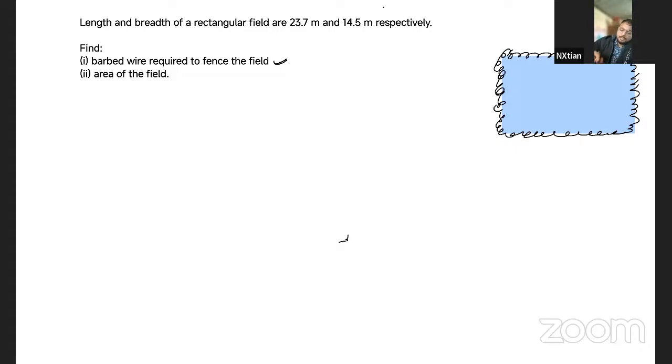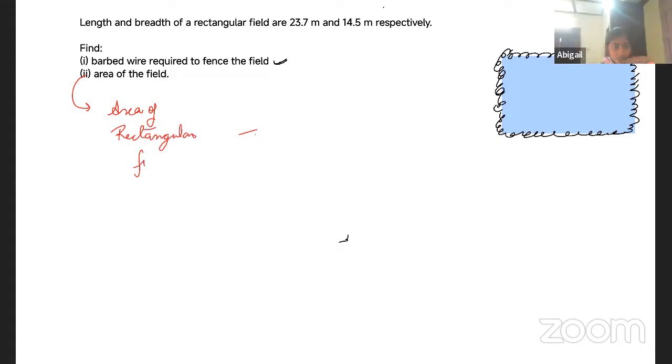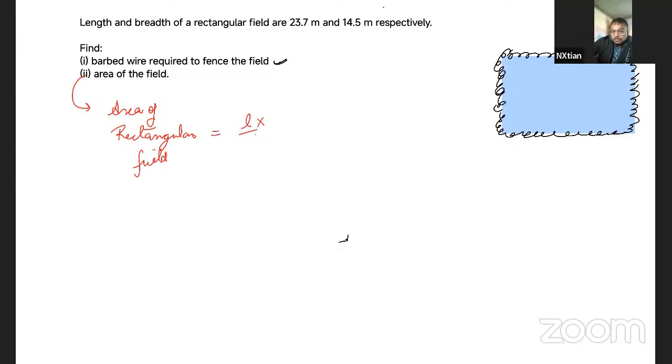See, if I will do this question, then area of rectangular field. What formula you used? Length into breadth. What formula you use? Can you tell it again? Into breadth. So length is 23.7 and breadth is 14.5. So you have to multiply it.